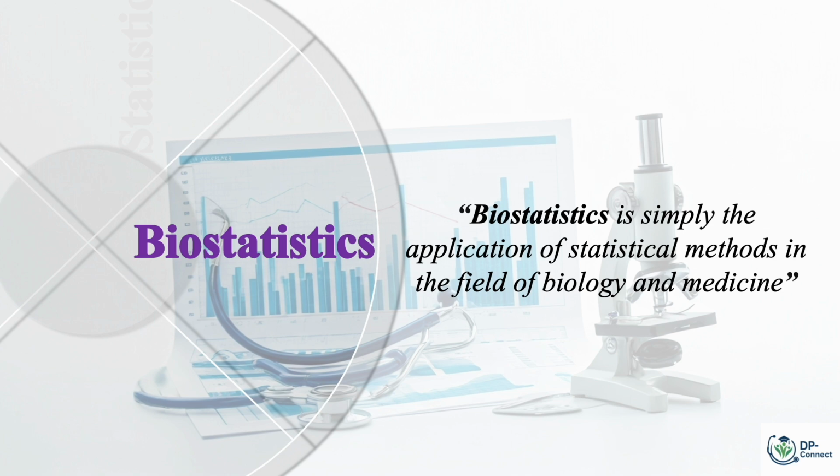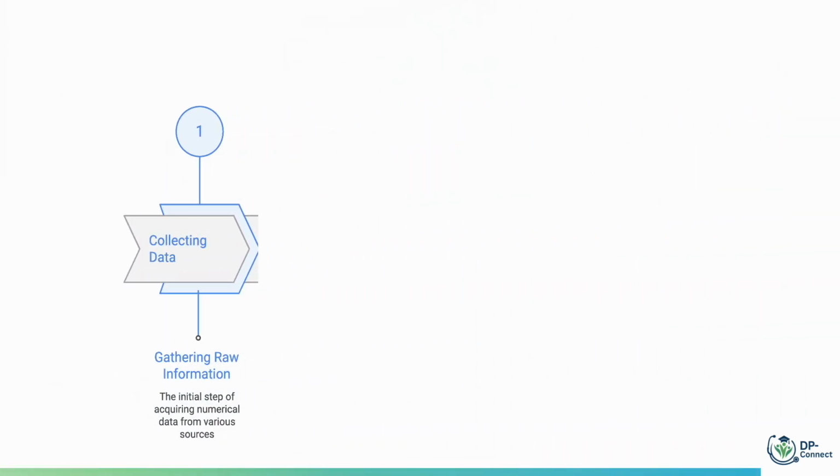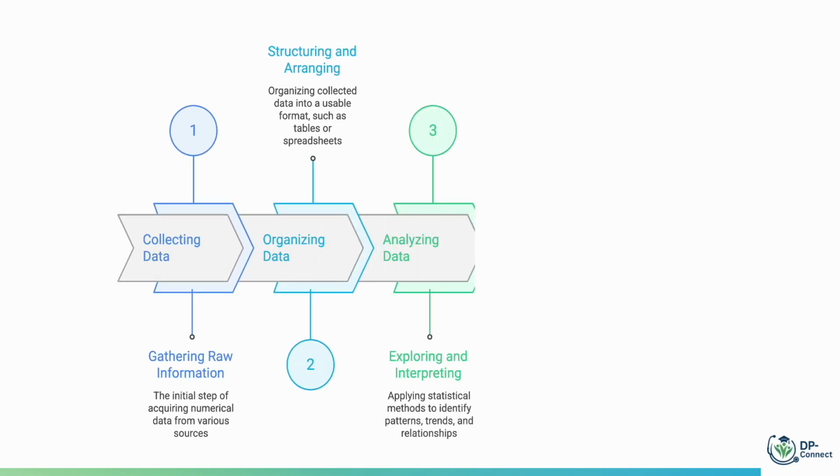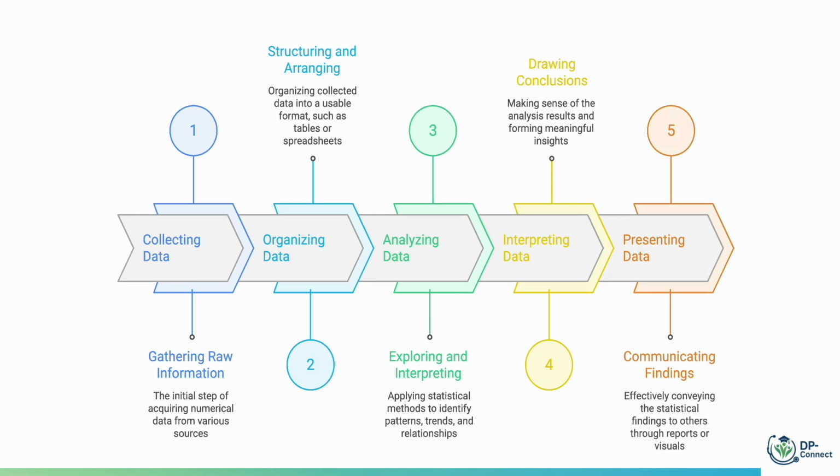Now that we understand what biostatistics is, the next important question is, how do we actually apply biostatistics in practice? In real-life medical and public health work, biostatistics is not used in a random manner. Instead, it follows a systematic and logical process. This process of biostatistics involves a sequence of 5 important steps. These steps include collecting data, organizing data, analyzing data, interpreting data, and finally presenting data. Let us now understand each of these steps one by one in detail.